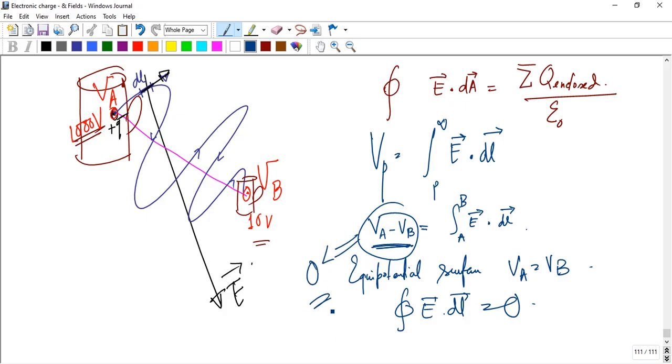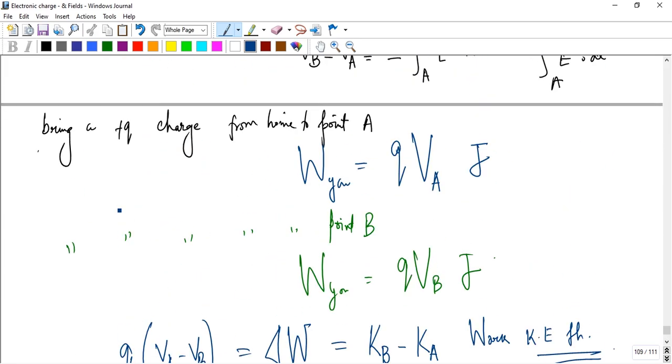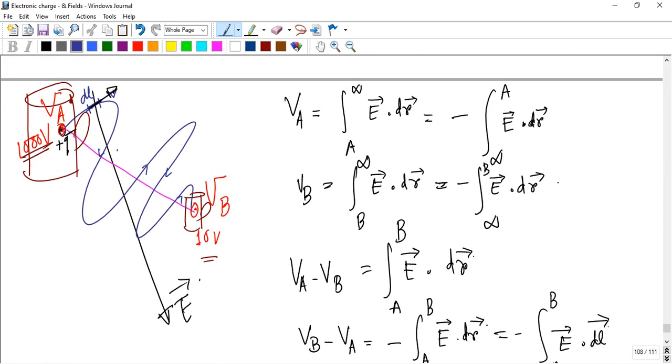So clearly, the net work done when a test charge moves here to that point, if it is equipotential, is 0. That's the concept. The charge moves from one equipotential surface to another, and it is independent of path. If that is the position vector R, the shortest path, it does not depend on the path. So it is easy to calculate.